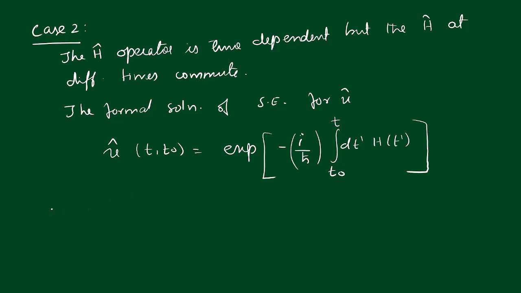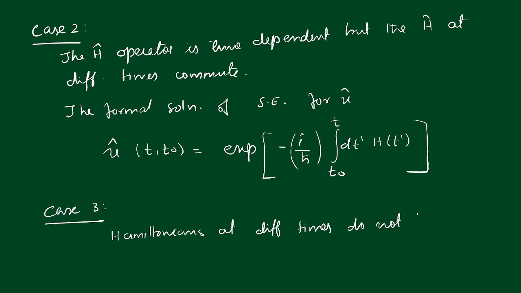Alright, now there's another case. Both of these we give without proof. The previous case I gave the proof because it's an important thing. So in this case the Hamiltonian is time dependent, and the Hamiltonians at different times do not commute. In this case the formal solution goes like this.